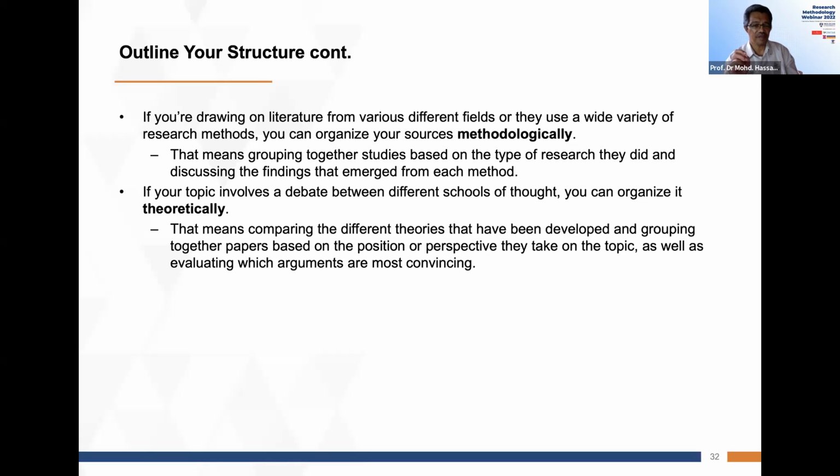If your topic involves a debate between schools of thought, you can organize them theoretically. This means that you compare the different schools of thought. This is quite common, I think.